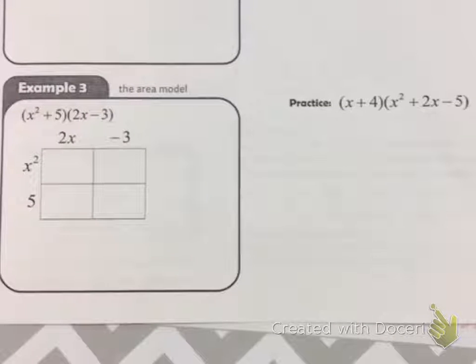This next problem is still exactly what we were doing, the FOIL method, but just a different method to do it. So if you see the x squared plus 5, we took it and we wrote it down the side of the rectangle here. And then the 2x minus 3 goes across the top. And then we just use the boxes to find the answer.